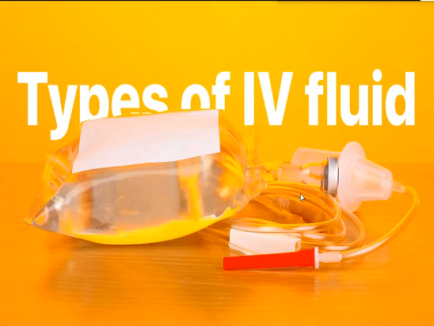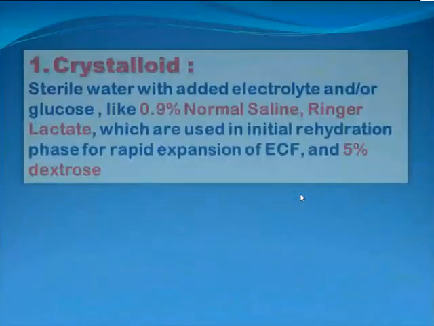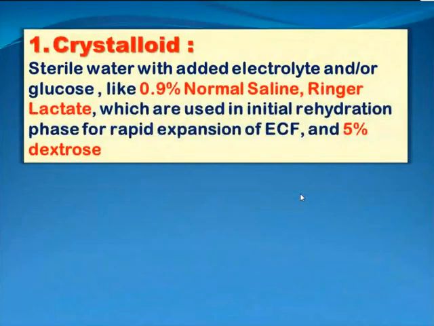Chemically, how many types of IV fluid do we have? Chemically, according to their constituents. What are these types? Crystalloid, colloid. So chemically, or according to their constituents, we can divide the IV fluid into two major categories, the crystalloid and the colloid. You know, we give the IV fluid through the IV line.